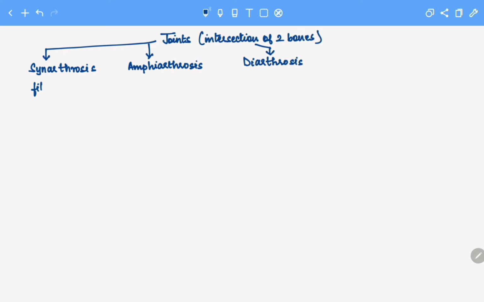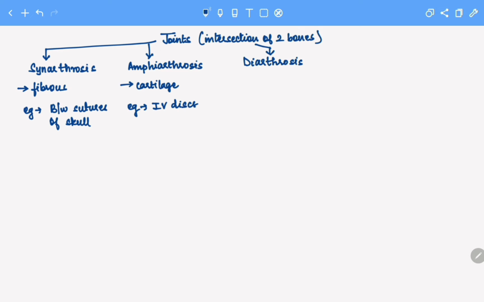Synarthrosis are fibrous joints. They have limited range of mobility. Example will be between the sutures of the skull. Next we have Amphiarthrosis, which have cartilage between them. So these are cartilaginous joints. Example of Amphiarthrosis would be the intervertebral discs.